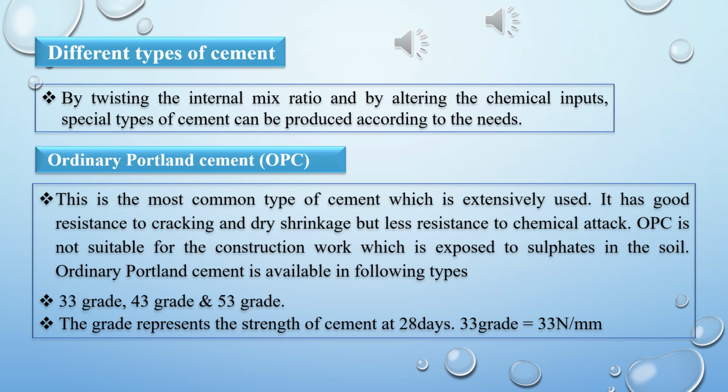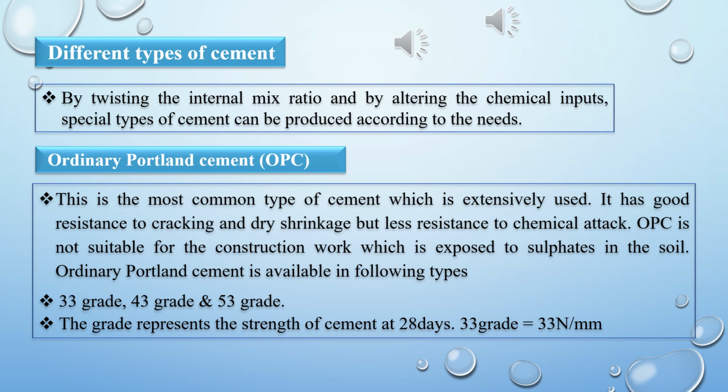This is the most common type of cement which is extensively used. It has good resistance to cracking and dry shrinkage but is less resistant to chemical attacks. OPC is not suitable for construction work which is exposed to sulfates in the soil.